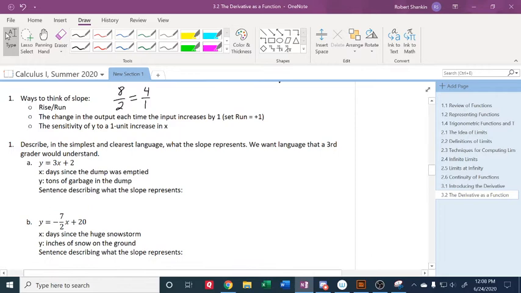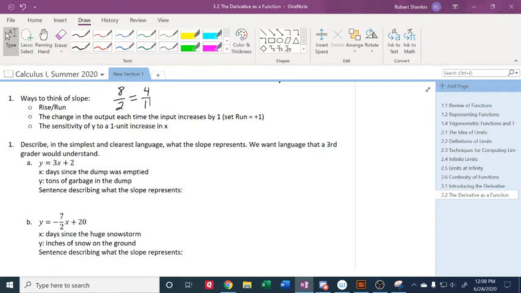All right. The other way is the sensitivity of y to a 1 unit increase in x. How sensitive is the output to the x going up by 1? That's a great way to think of the slope as well. And again, in calculus, we're going to be emphasizing the interpretation of it. What does it mean? So these will be really important to us.